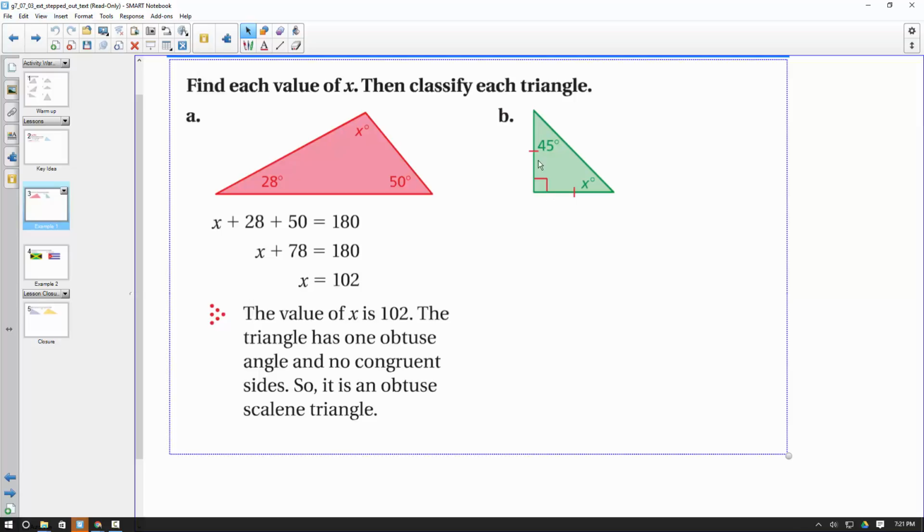This one here is going to be 45. This is going to be 90. So 45 plus 90 is 135. And then 135 plus what is 180? 45 again. So if I look here, I have a right, and then this is going to be the same angle measurement here. So that's isosceles. So a right isosceles.